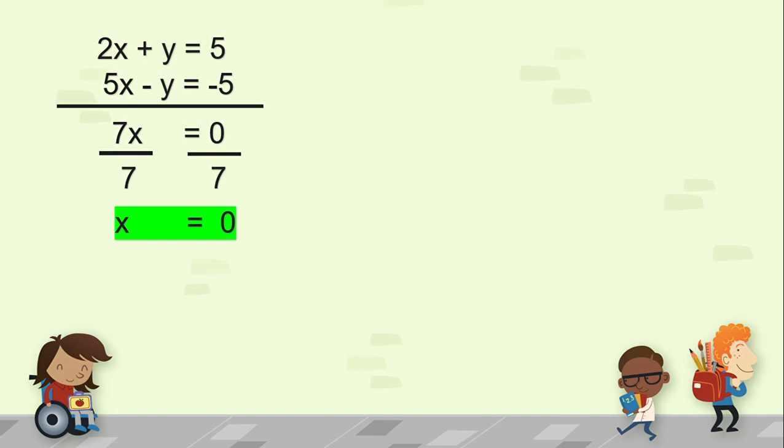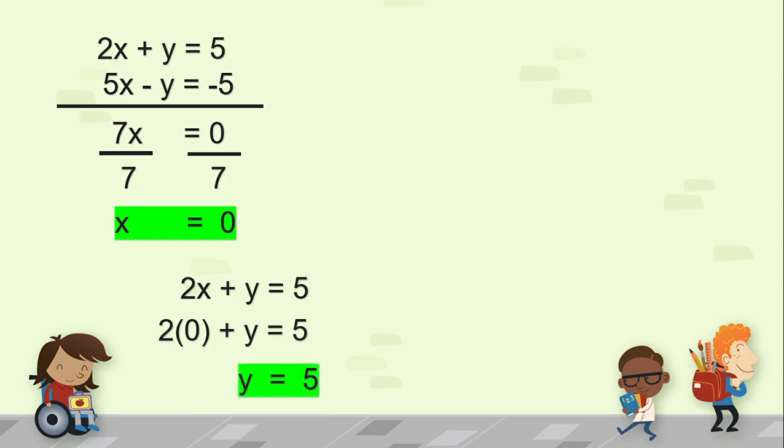Now, let's substitute 0 for x in our third equation, which is 2x plus y is equal to 5. If we're going to substitute the value of x by 0, it will become 2 times 0 plus y is equal to 5. 2 times 0 is 0, and then bring down positive y is equal to 5. So therefore, the solution is the ordered pair 0 and 5.